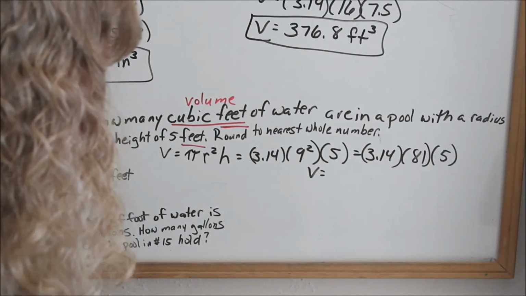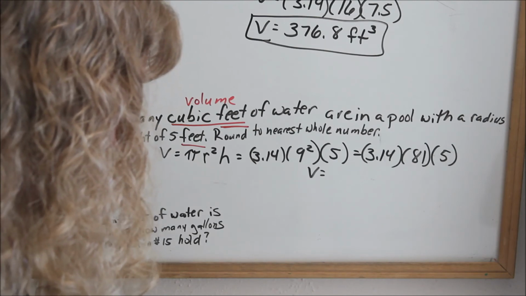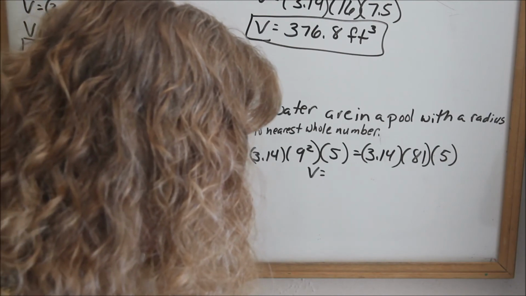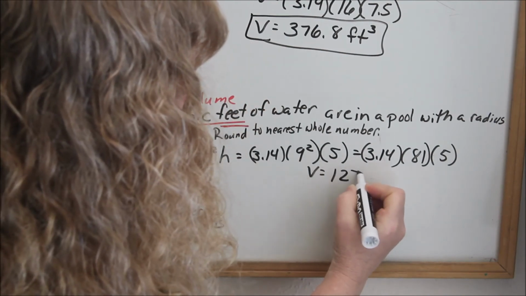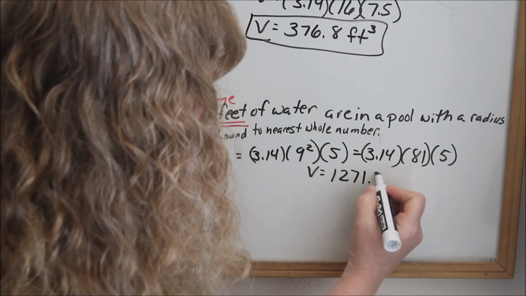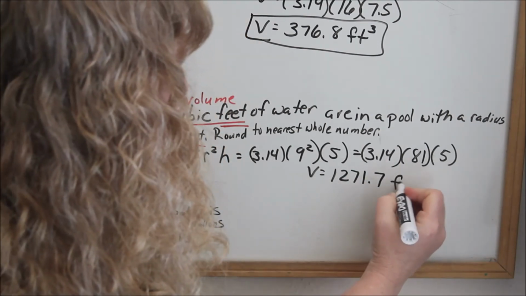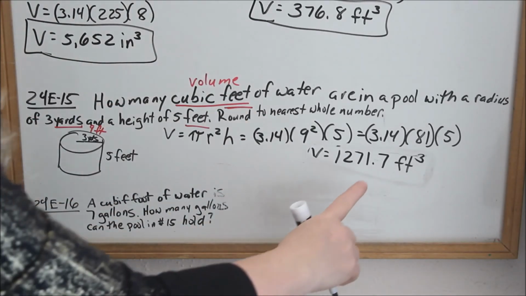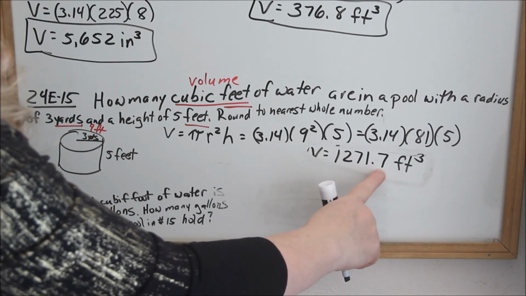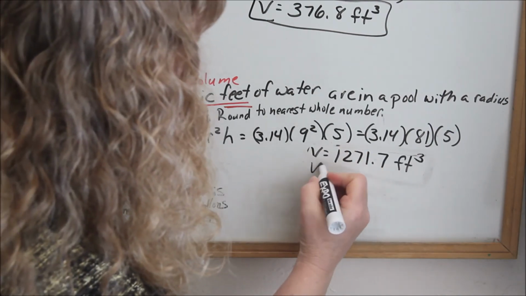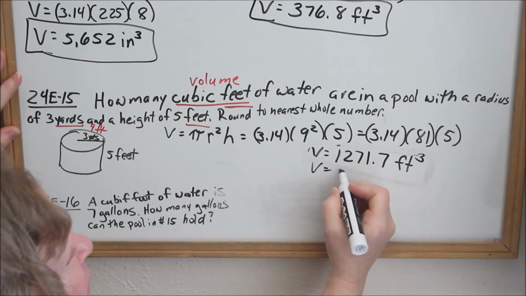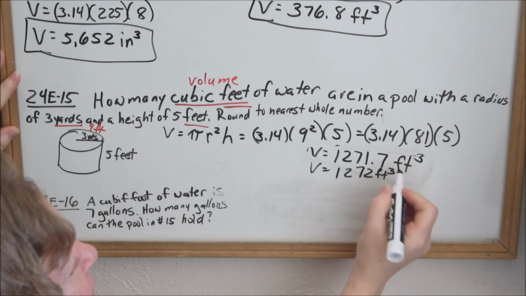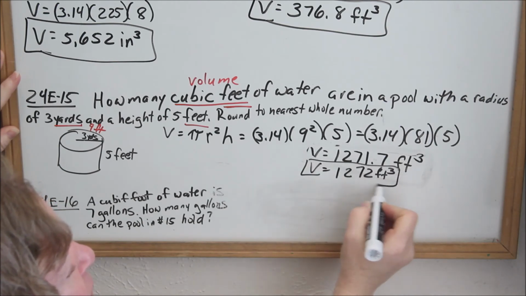So multiplying all those numbers together, I got 1,271.7, and then that was feet, so that's got to be cubic. Okay, and then the problem tells us round to the nearest whole number, so we're rounding to the units place value. So since this is 5 or more, this will round up. So our volume will be 1,272 cubic feet. That will be our final answer after rounding.